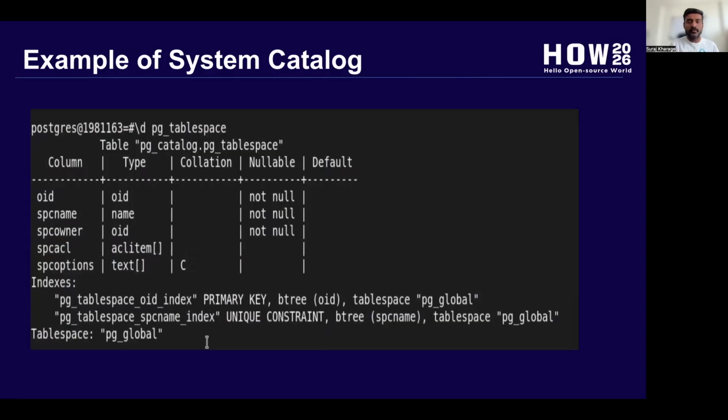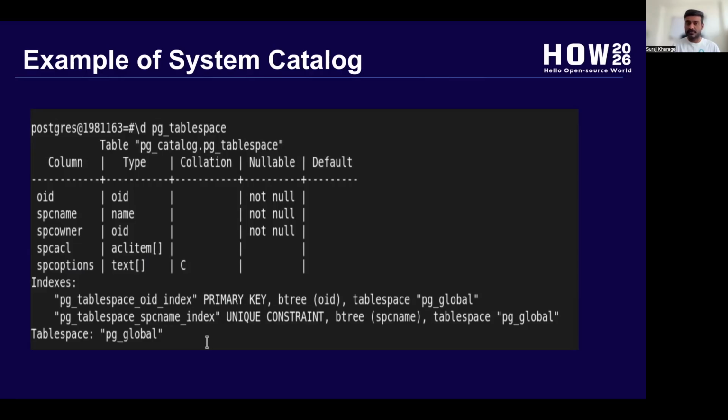So I have shown you one example of a system catalog. I have used the \db command to show how a system catalog looks. That is pg_tablespace, which stores the information about tablespaces. It is stored in pg_catalog, as I mentioned previously. The system catalog has 5 columns.